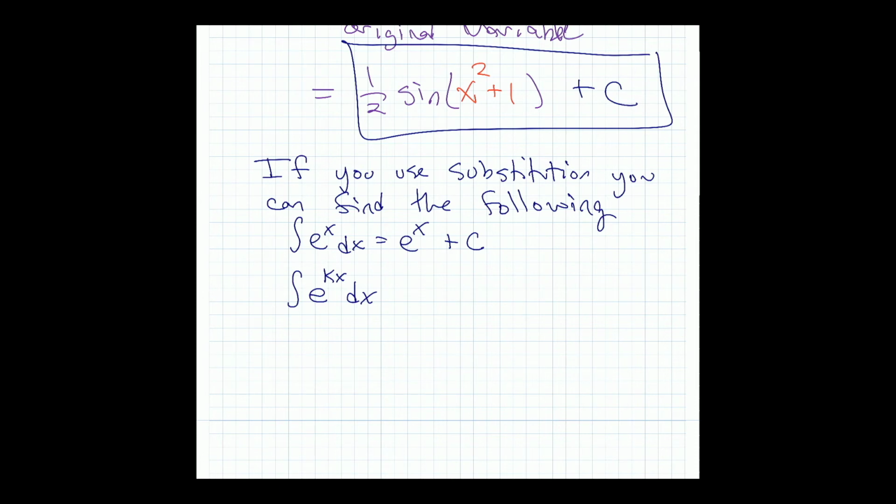What's going to happen there? Where k is a number. Well, it turns out that what's going to happen is you're going to get 1 over k e to the kx plus c. All right. Now, what if I have this antiderivative, e to the kx plus b dx? Well, it turns out that that is going to be 1 over k e to the kx plus b plus c.